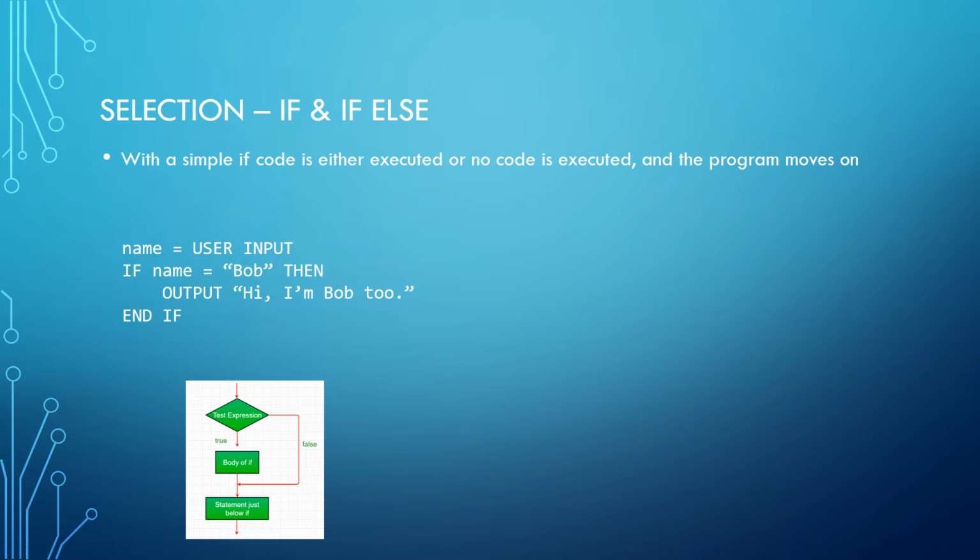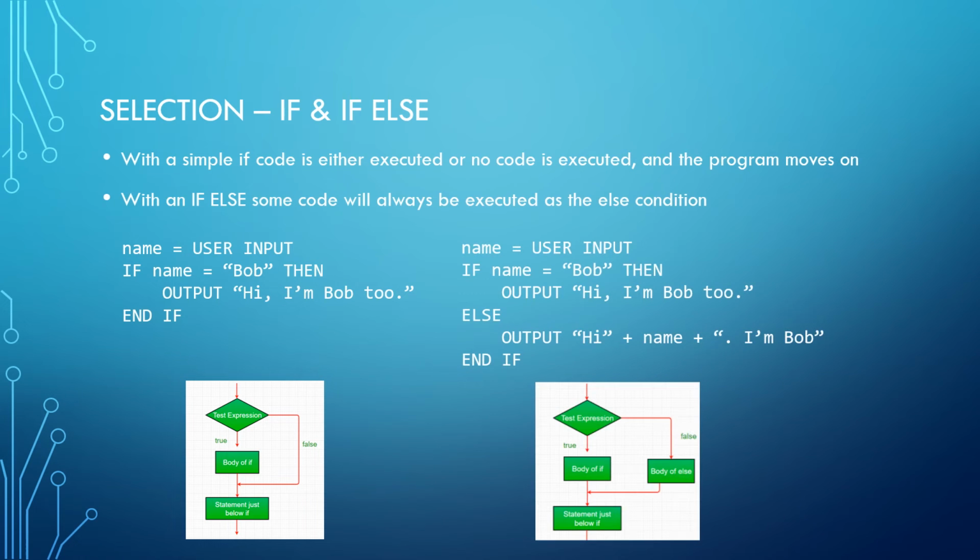With the if-else structure, some code will always be executed. The code that executes if our condition is true will be in the if section, and the code that we want to execute if our condition is false will be in the else section. In this example, if the user enters Bob, they still receive the greeting "Hi, I'm Bob too," but everyone who enters a different name also receives a personalized greeting.